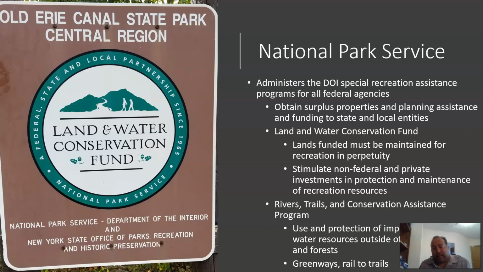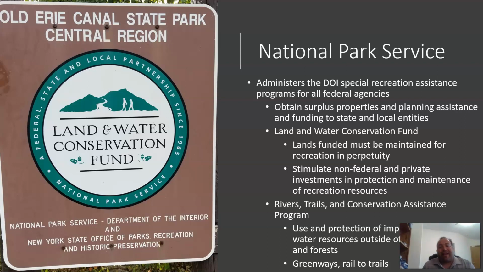What's also interesting about the National Park Service is that they administer the Department of the Interior's Special Recreation Assistance Programs, and they go for all federal agencies. So this Special Recreation Assistance Program is trying to obtain surplus properties and planning assistance and funding to state and local entities. There are two big ones that the book focuses on. It's the Land and Water Conservation Fund and the Rivers, Trails, and Conservation Assistance Program.